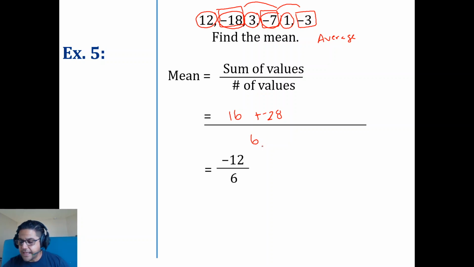And then based off the new lesson today, I'm just going to finish off my division. A negative 12 divided by 6, a negative divided by a positive is a negative 2. Excellent. Remember, mean is talking about the average. So take the sum of all the values, then divide by the number of values.